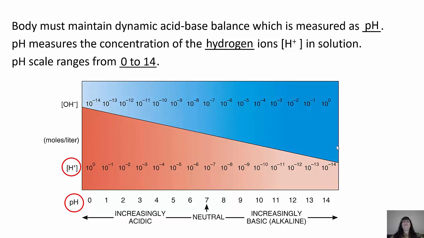Now, hydrogen ions and hydroxide ions have an inverse relationship, which means that the more hydrogen ions there are, the less hydroxide ions there are. So something that has a low pH has more hydrogen ions and less hydroxide ions. Something that has a high pH has more hydroxide ions and less hydrogen ions. pH less than 7 is acidic, over 7 is alkaline or basic, 7 is neutral.